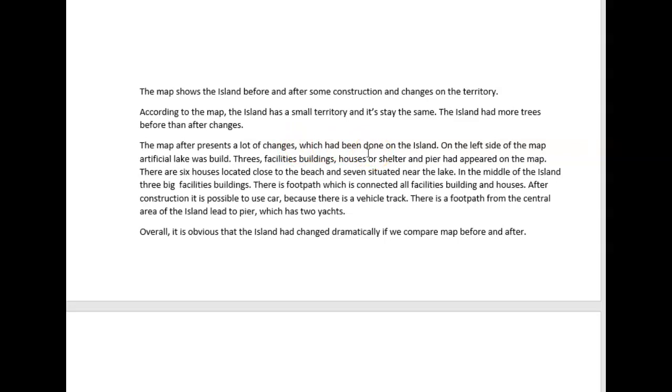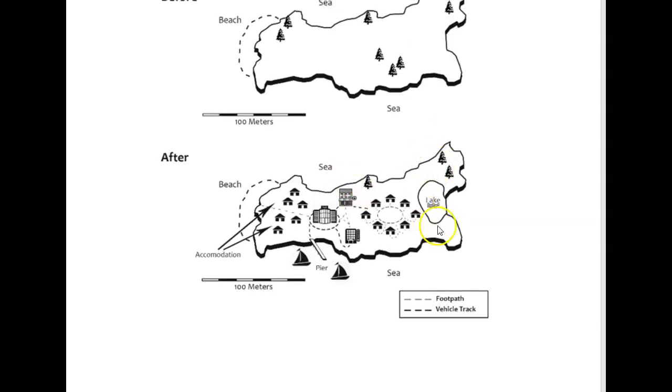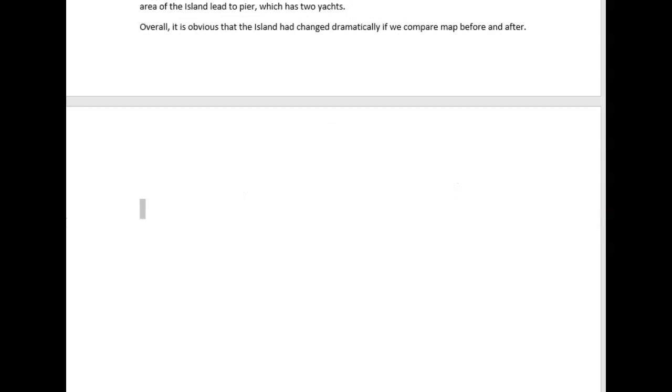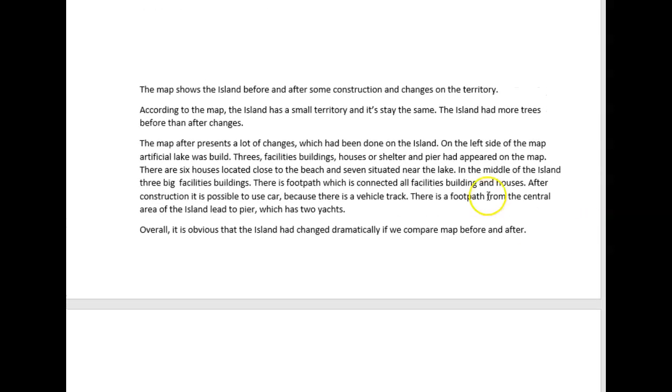On the left side of the map, and left side, no, that's the right side, look. On the right side, where is that? On the right side of the map, an artificial lake was built with a T. Trees, I think you mean not threes, trees, facility, get rid of facilities. I don't know what you're talking about here. Trees, buildings, houses, and a pier also appeared on the map.